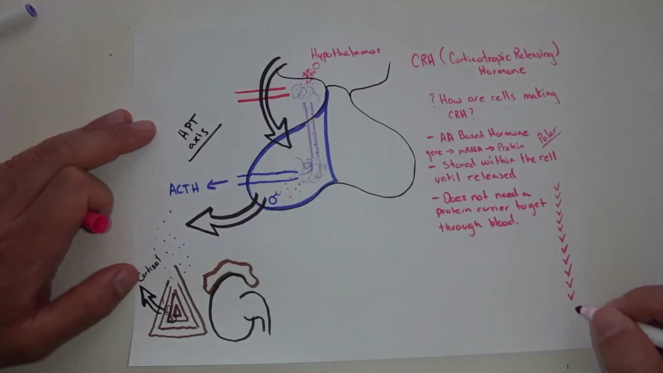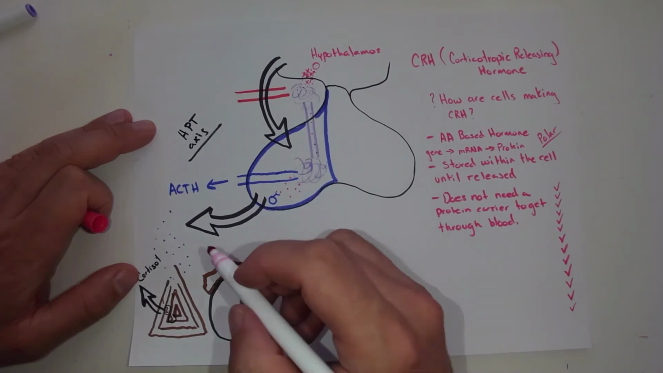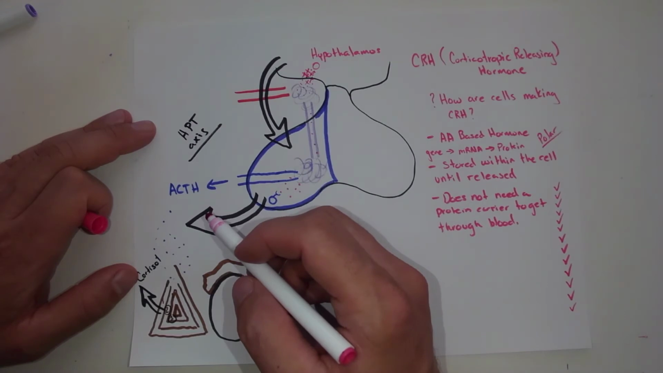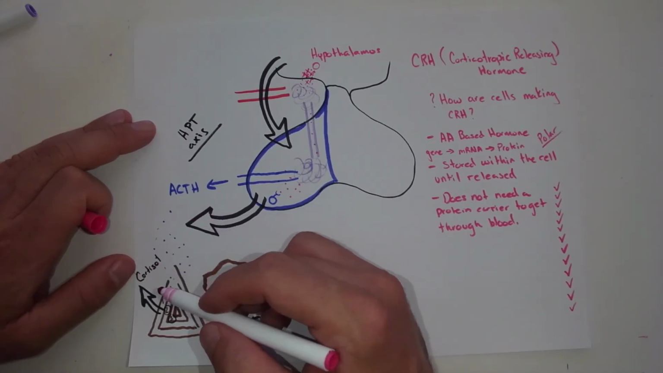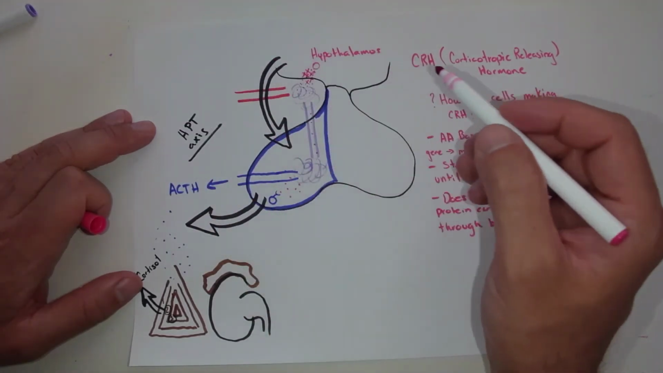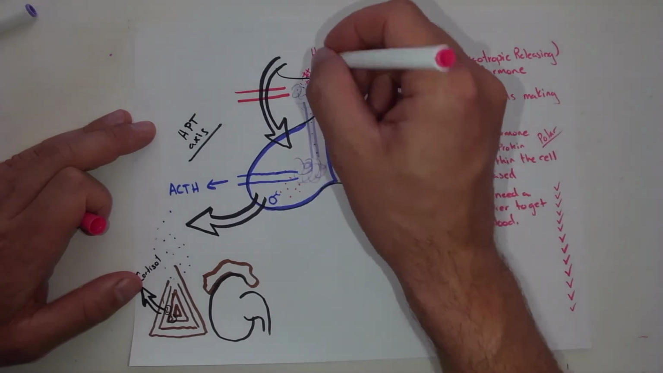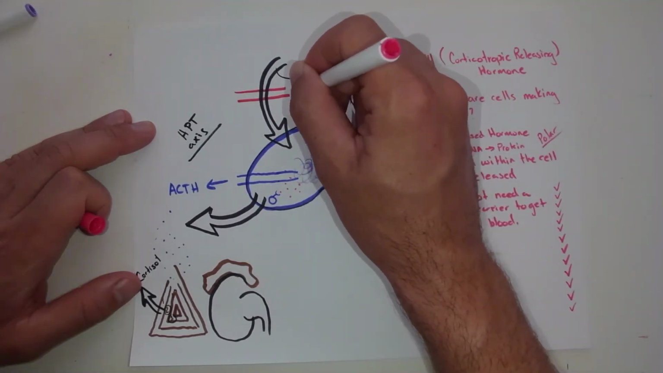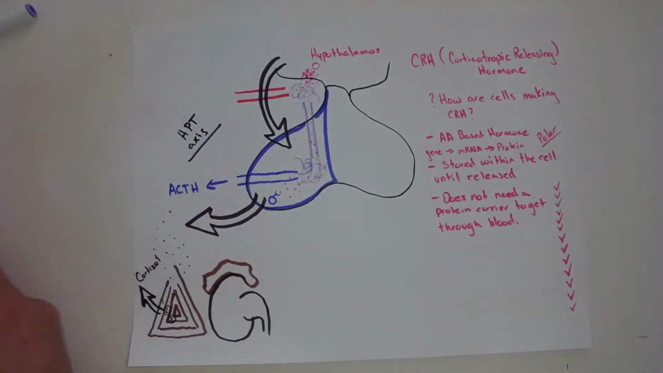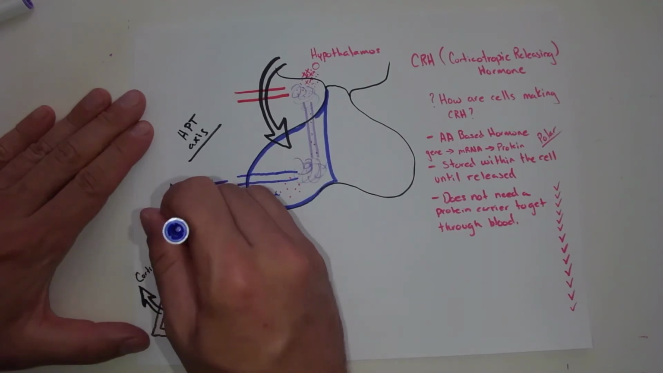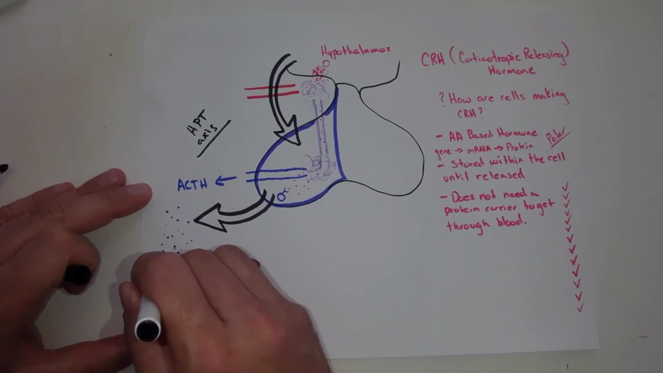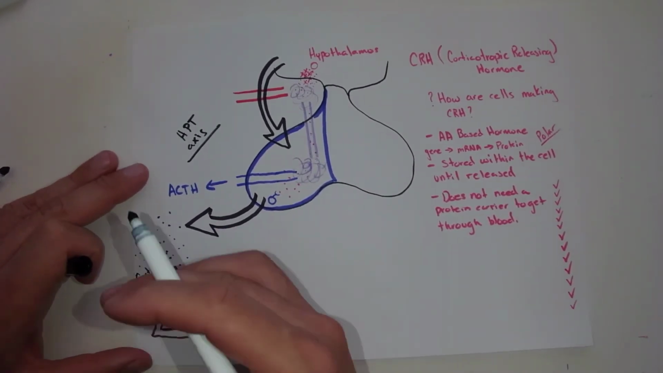What's going to stimulate it? Low blood glucose, or low ACTH, or low cortisol will not inhibit the release of CRH, and we'll get some CRH that causes the release of ACTH, that causes the release of some cortisol, that mobilizes our glucose stores.